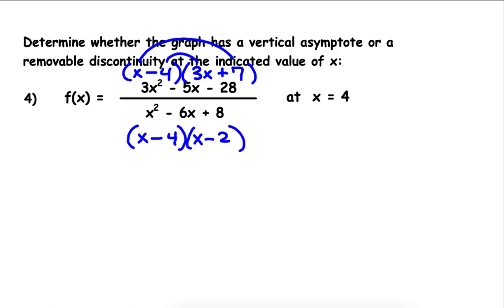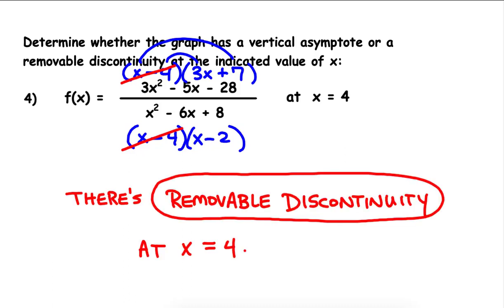And the x minus 4s will cancel away. Since they canceled, there is not a vertical asymptote at x equals 4. Instead, it's a point discontinuity, also referred to as removable discontinuity, and that's what we want to say. If the question instead said, what's going on at x equals 2, then it would be a vertical asymptote. We don't have to mention that because the directions simply said, what's going on at x equals 4. So they're cutting down the work for us a little bit, which is nice.